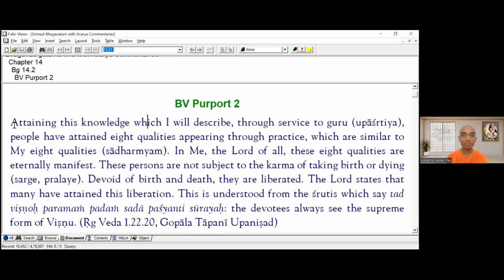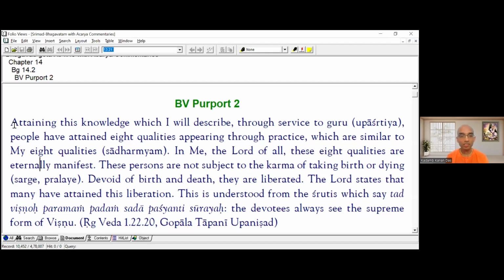Attaining this knowledge, which I will describe, through the service to the Guru. So here Baladeva Vidyabhushana writes, upashritya means service to the Guru. People have attained 8 qualities appearing through practice, which are similar to my 8 qualities. So what are those 8 qualities? I also don't know a little bit, Prabhu. What are the exact 8 qualities in sadharmyam which are similar to the Lord? I think I have to go through that.